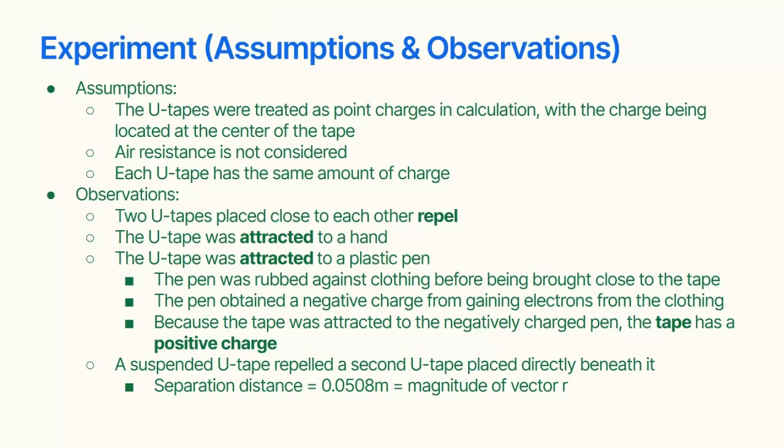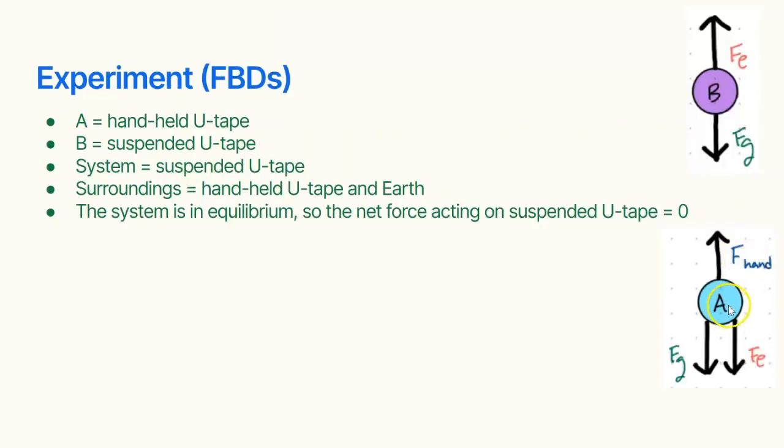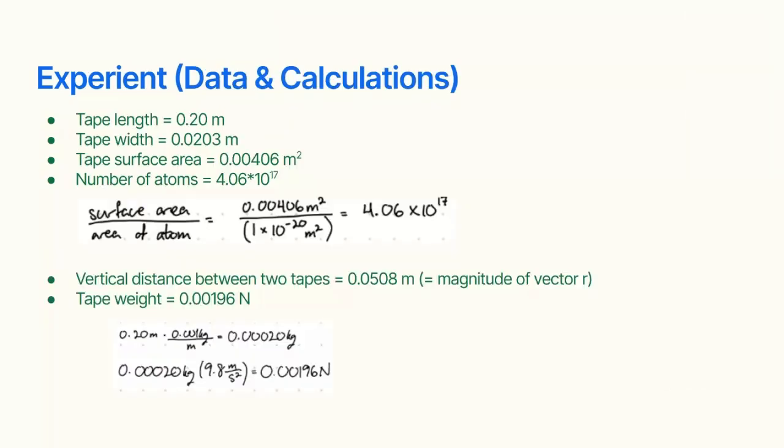A suspended U-tape repelled a second U-tape placed directly beneath it, and the separation distance was found to be 0.0508 meters. The handheld tape, which was the surroundings as well as the Earth, and then the suspended U-tape, which was the system being studied. And the system was in static equilibrium, so the net force acting on the suspended U-tape had to be 0.